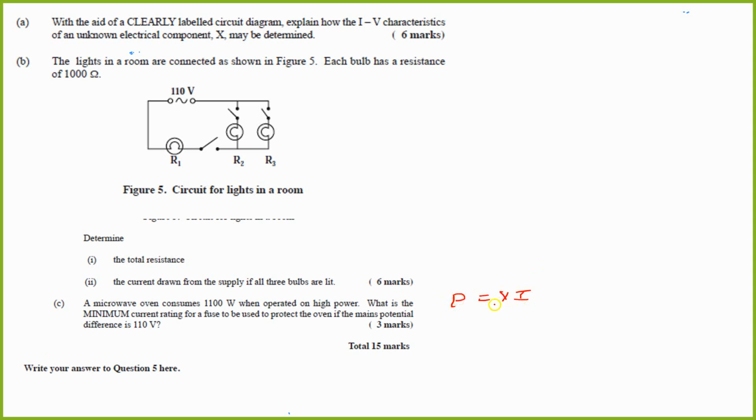Perfect, man. So we want to find I. I is going to equal P divided by V. We know the power, which is 1,100 watts. Divide that by the voltage, which is 110 volts. When I do this mathematics, I'll get the amount of current that is needed to operate the microwave oven.